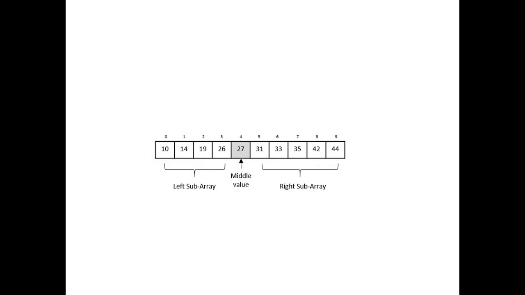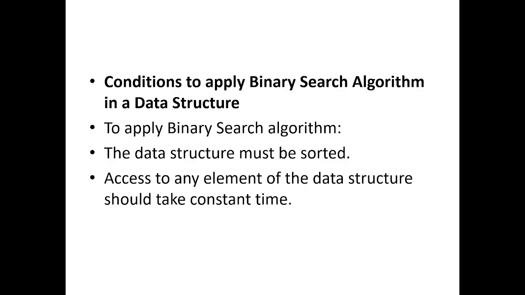We calculate the median index by computing the lowest index, that is 0, plus the highest index 9, divided by 2. 0 plus 9 is 9, divided by 2 is 4.5, so we take the median index as 4. The left hand side of the middle value is always less than the middle value, and the right side always holds the higher values than the middle element. So these are the basic conditions for applying the binary search algorithm.